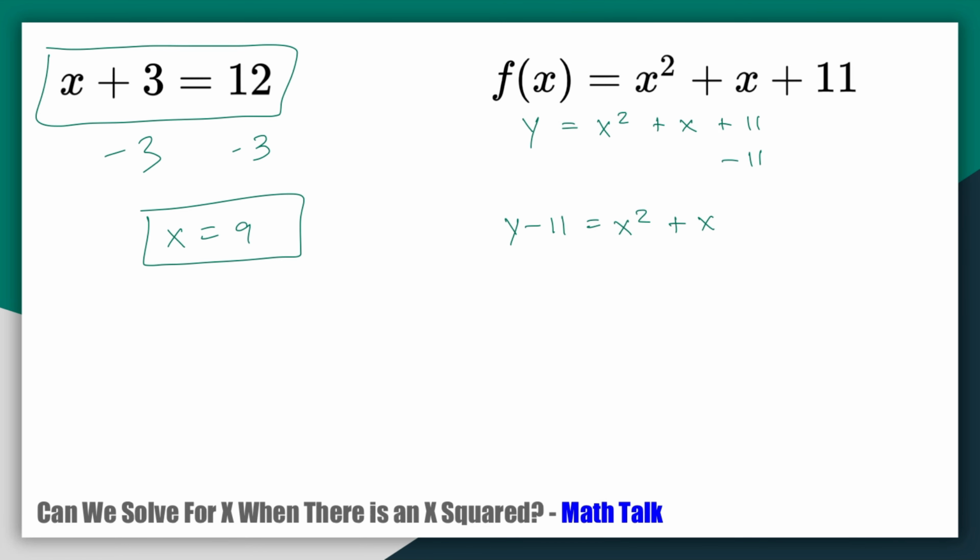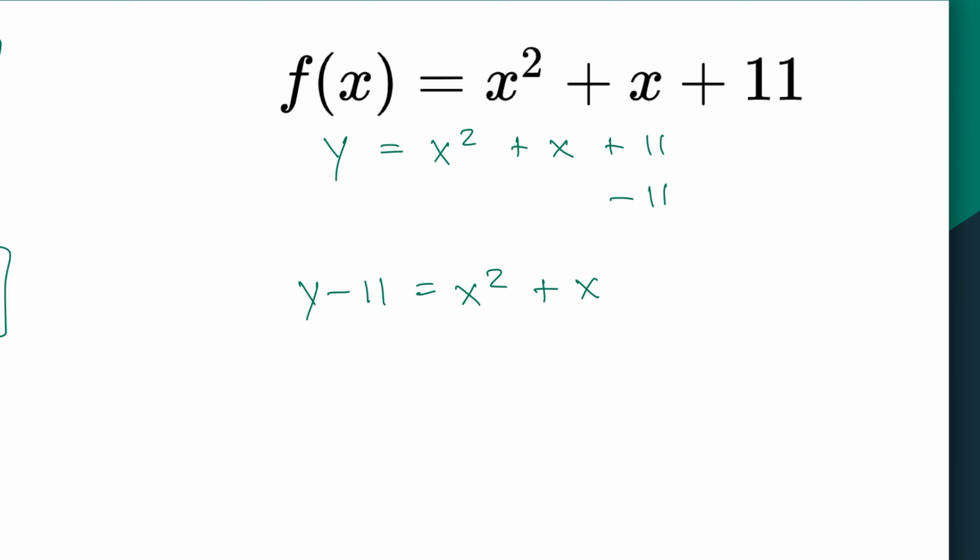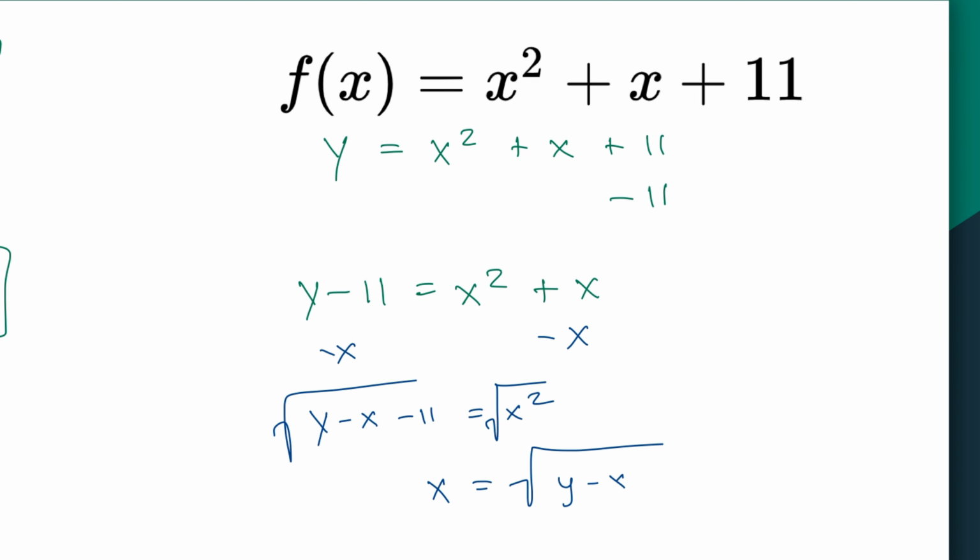And here's where the problem arises. How do you get just an x when you have an x squared and an x that cannot be simplified, right? I cannot add these together. So we know that if we have an x squared, we can take the square root. Okay, so let's try and get x squared by itself and take the square root. Okay, so we have y minus x minus 11 equals x squared. So we take the square root and the square root, and we're left with x is equal to the square root of y minus x minus 11.